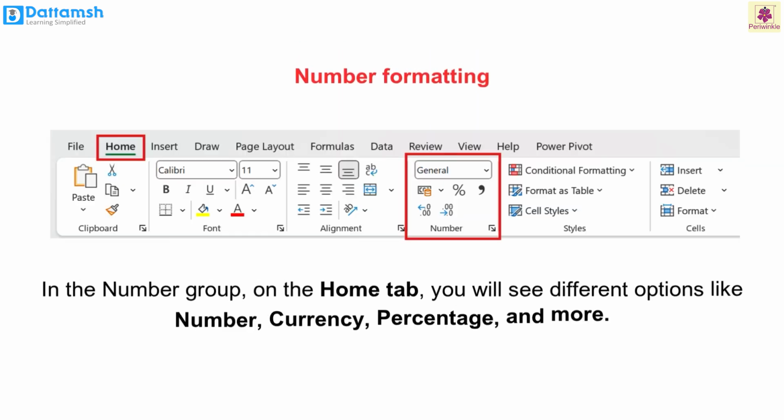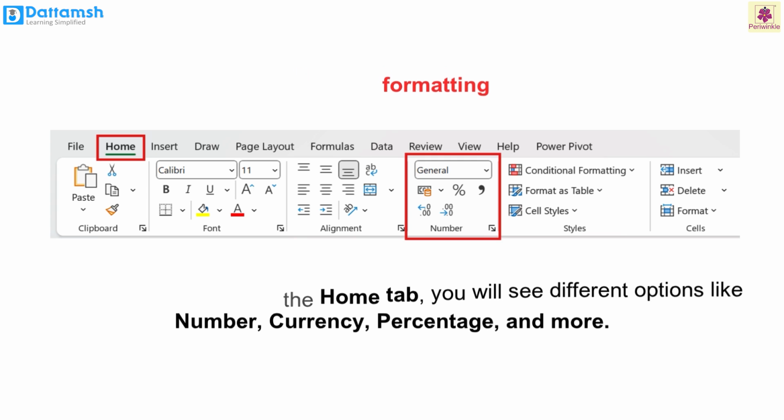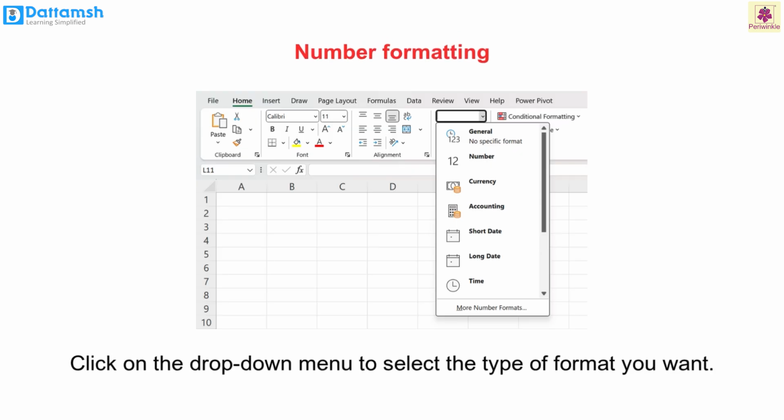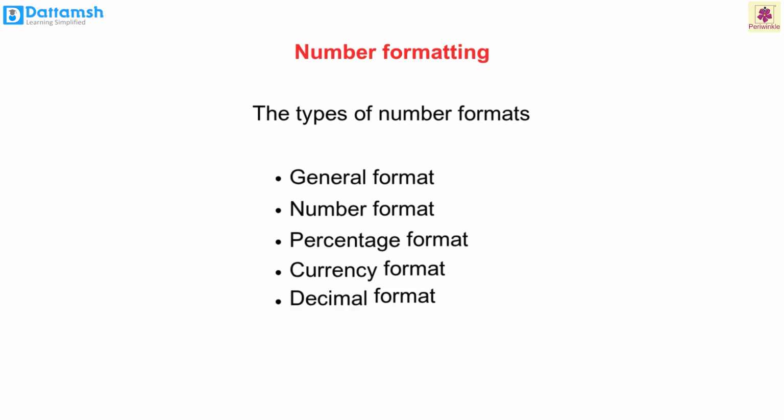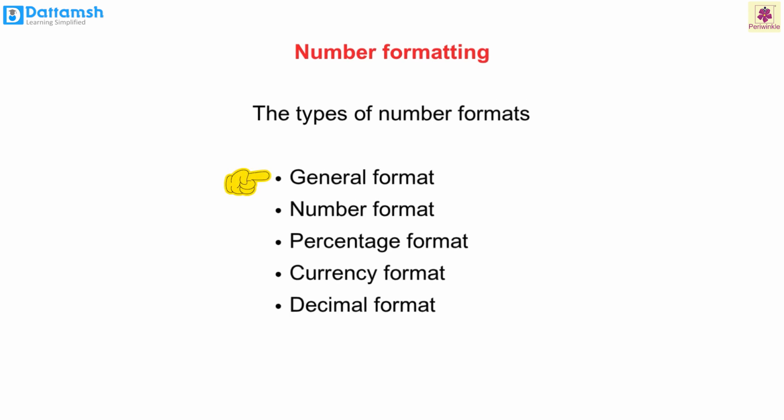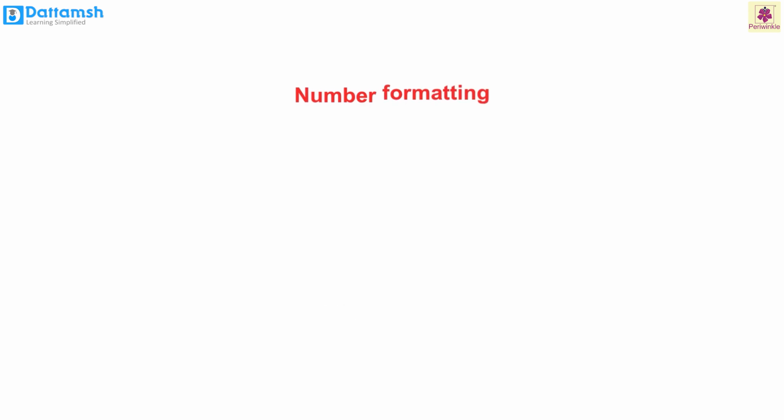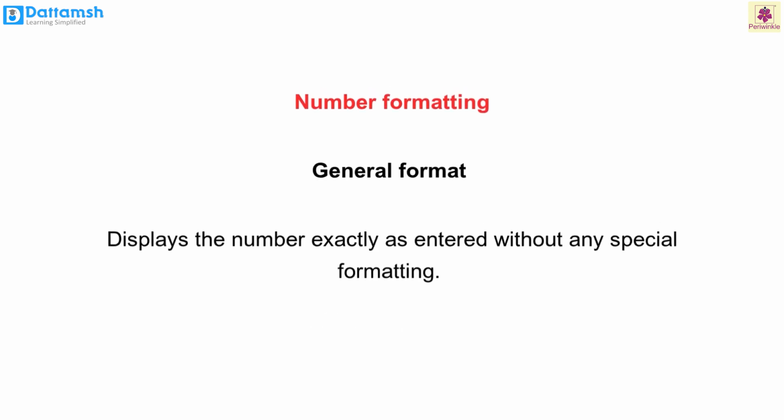In the number group, on the Home tab, you will see different options like number, currency, percentage, and more. Click on the drop-down menu to select the type of format you want. The types of number formats are general format, number format, percentage format, currency format, decimal format. General format displays the number exactly as entered without any special formatting.